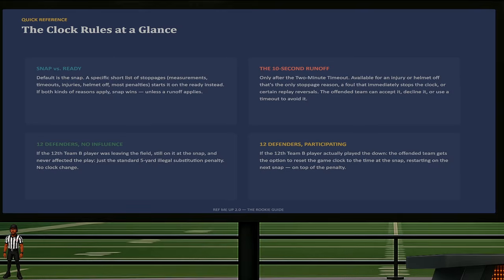The clock rules at a glance. Let's pull it all together. Snap versus ready, the default is the snap. A specific short list of stoppages, measurements, timeouts, injuries, helmet off, most penalties, starts it on the ready instead. If both kinds of reasons apply, snap wins unless a runoff applies. The 10-second runoff, only after the 2-minute timeout.